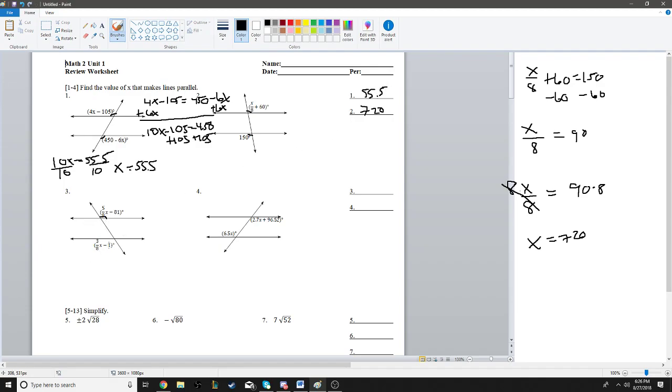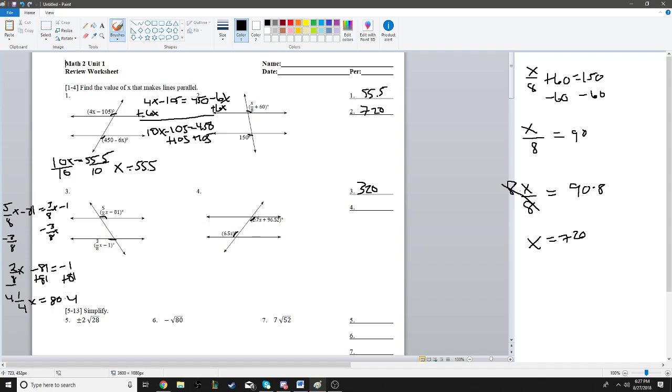Okay, number three, again, alternate exterior angles, and again, we got some fractions. So what I'm going to do here is I got 5/8 x minus 81 is equal to 3/8 x minus 1. I'm going to subtract 3/8 x from both sides, and we end up with 2/8 x minus 81 is equal to -1. I'm going to reduce this fraction and get rid of this 81 in the same step. So this becomes 1/4 x is equal to 80. And then you multiply both sides by 4 to get x equals 320.